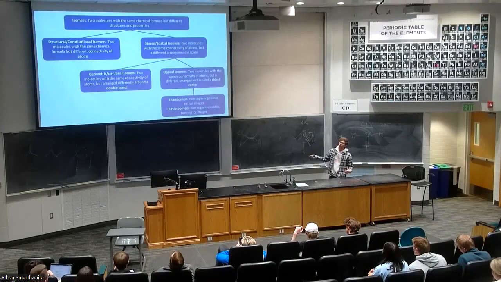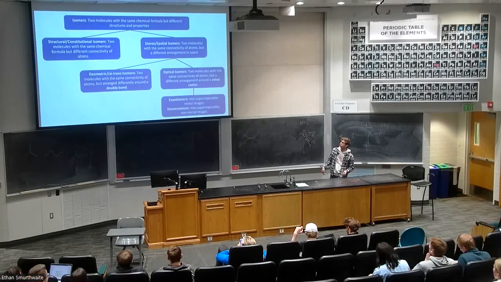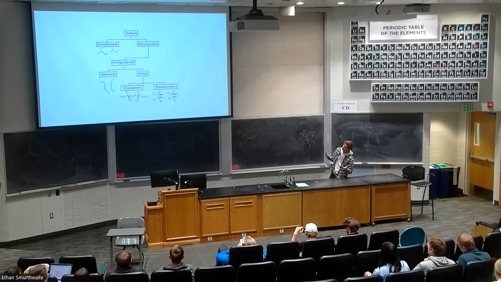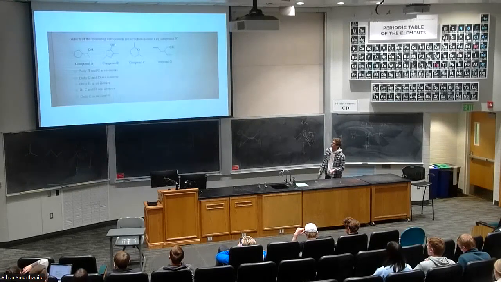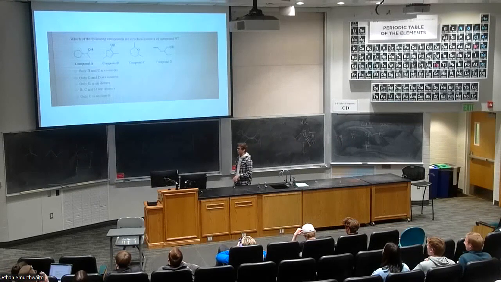This is just a flow chart. It says exactly what we just went through. You can have enantiomers or diastereomers. Don't really worry about diastereomers. Those are both optical isomers. This is also the same thing. Okay, let's do practice problems for the isomers, and then we're done.